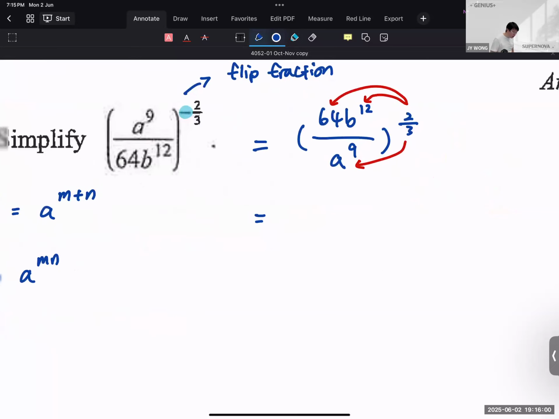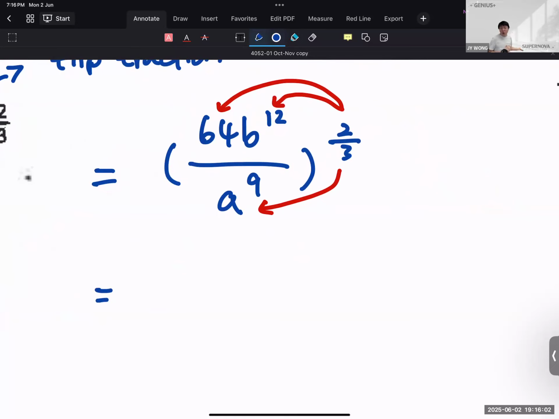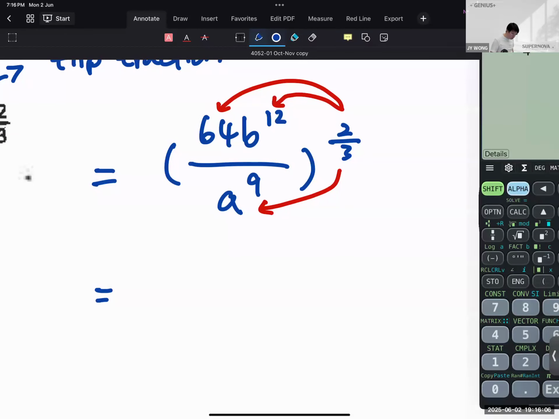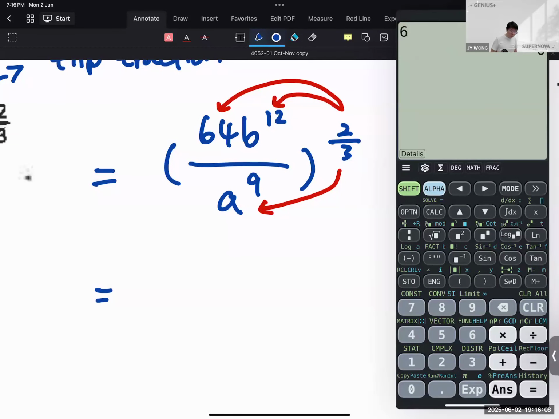But don't be confused. I have 64 to the power of 2/3. Then you ask me, what is 64 to the power of 2/3? It's called press your calculator. I'm also too lazy to calculate. That's what the calculator is for. It's 16. Don't rack your brains and try to figure out what it is. You don't need to. It will just tell you it's 16.